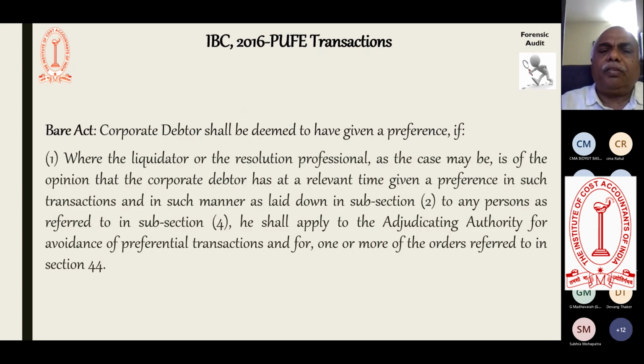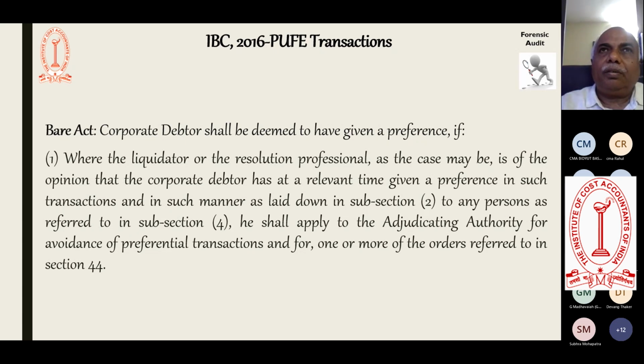A corporate debtor shall be deemed to have given a preference when the liquidator or resolution professional, as the case may be, is of the opinion that the corporate debtor has, at a relevant time, given a preference. Such transactions shall be applied to the adjudicating authority for avoidance of the preferential transaction, with one or more orders referred to under Section 44. So as per the act, whatever wrong things are there, communicate to the adjudicating authority and get permission.